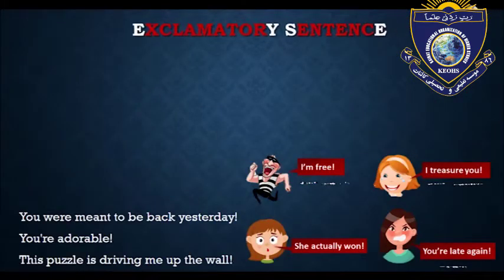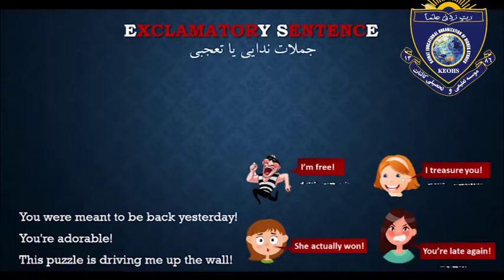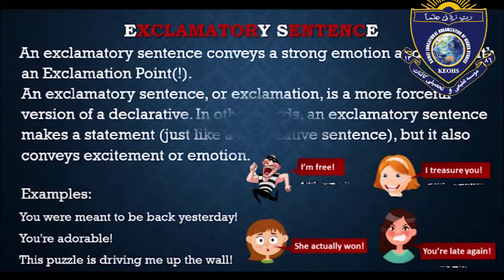But today we are going to discuss the exclamatory sentence: what it is, what its definition is, and how we are going to identify whether it is an exclamatory sentence or not. First of all, let's move to the definition. An exclamatory sentence conveys a strong emotion and ends with an exclamation point. An exclamatory sentence, or exclamation, is a more forceful version of a declarative. In other words, an exclamatory sentence makes a statement just like a declarative sentence, but it also conveys excitement or emotion.